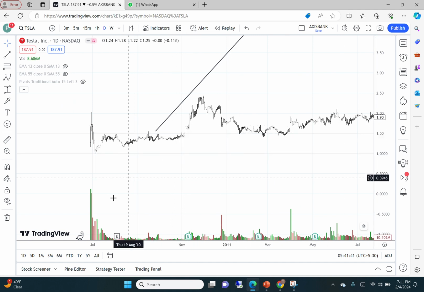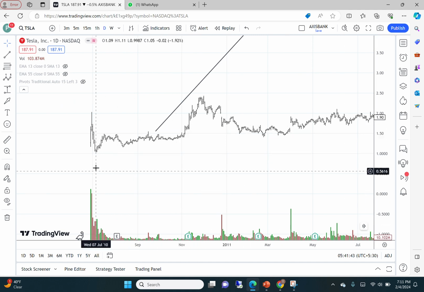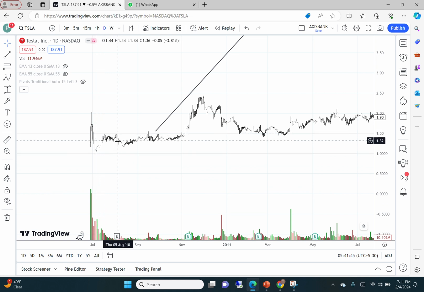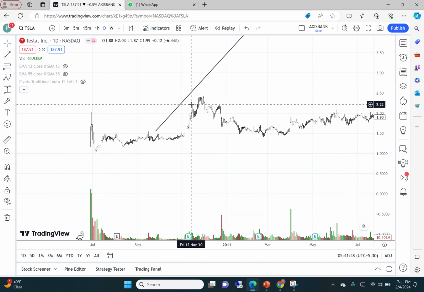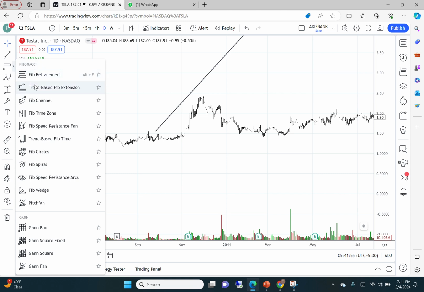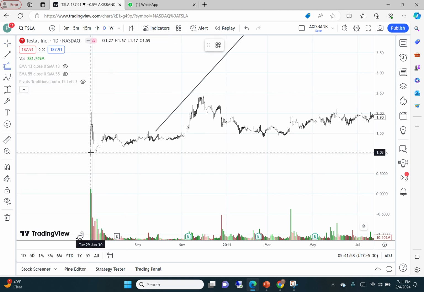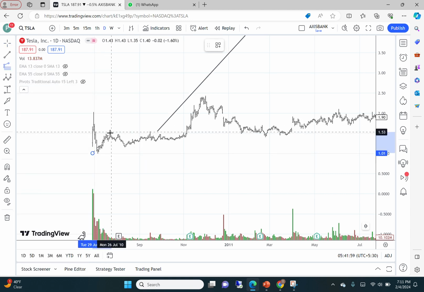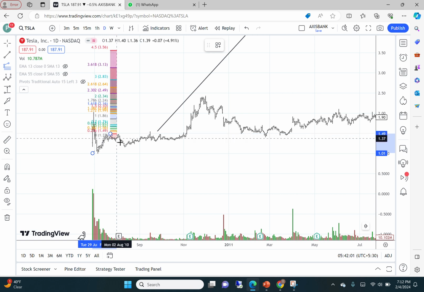So we are in 2010 actually. So this is my wave 1 over here. This is my wave 3, 4, 5. This wave ended and the correction happened over here. Let's see what were the calculations based on Fibonacci that was given at that point, which is very long time ago.